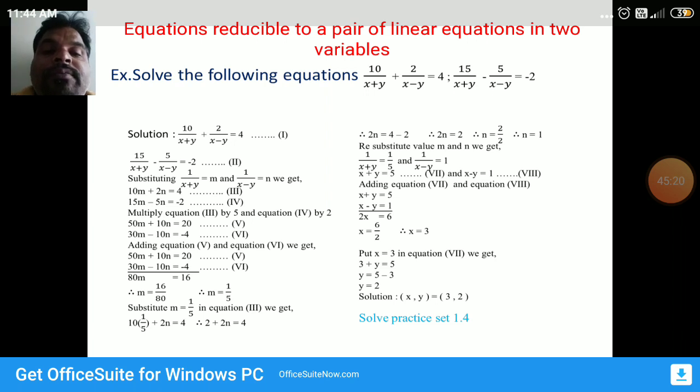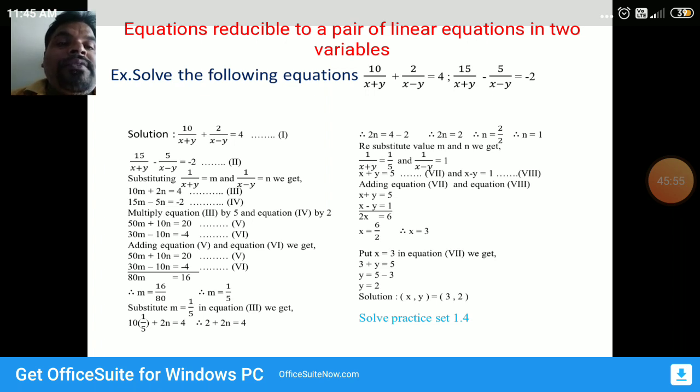Then substitute the value of m, that is 1 upon 5, in equation number 3. We get 10 into 1 upon 5 plus 2n is equal to 4. Therefore, 2 plus 2n is equal to 4. Therefore, 2n is equal to 4 minus 2. Therefore, 2n is equal to 2. Therefore, n is equal to 2 upon 2, therefore n is equal to 1. Here you find the value of m and n.